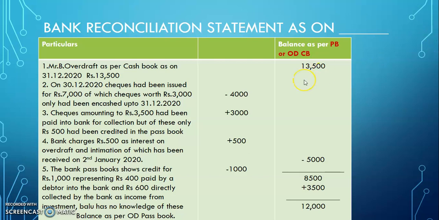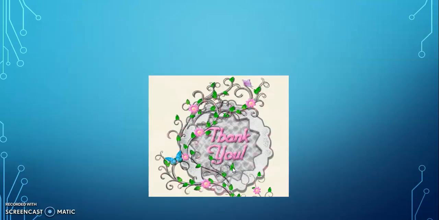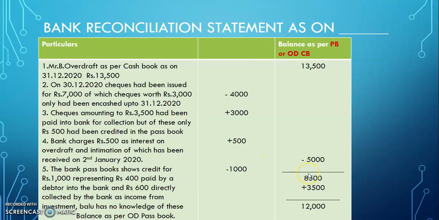So from 13,500 we have to deduct the net amount 5,000. Then we got 8,500. From that we have to add the amount 3,500. Then we got balance as per overdraft passbook is 12,000.